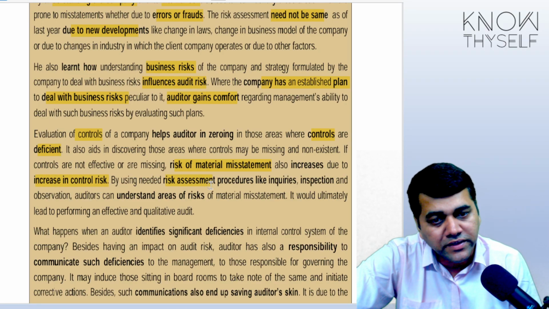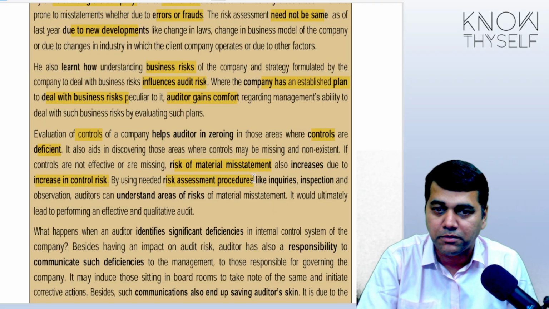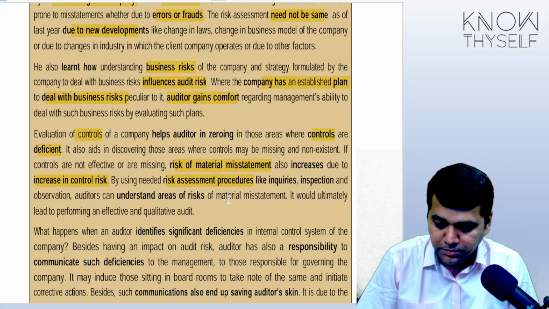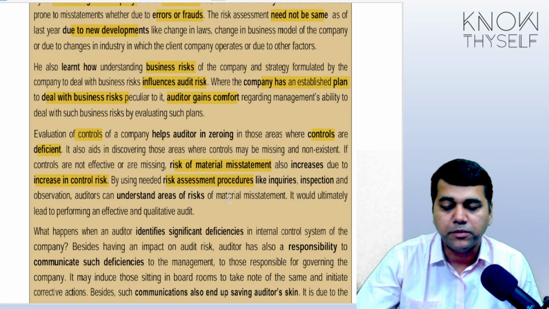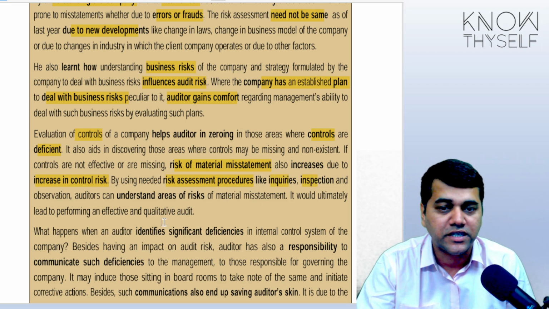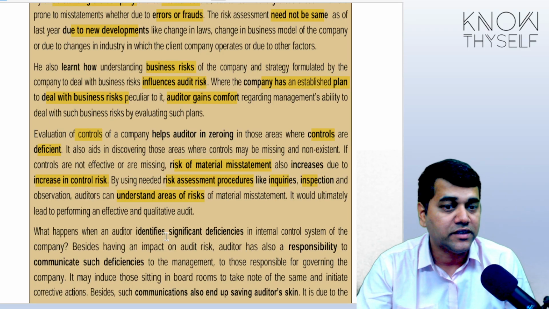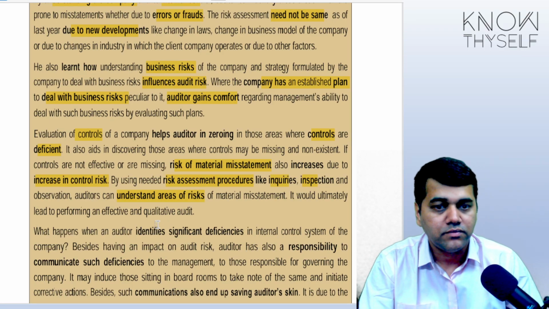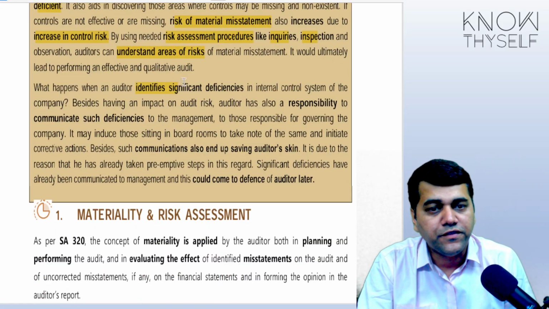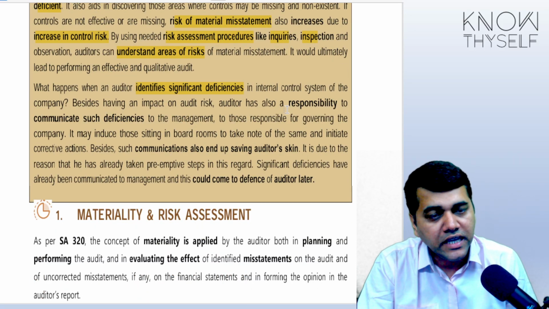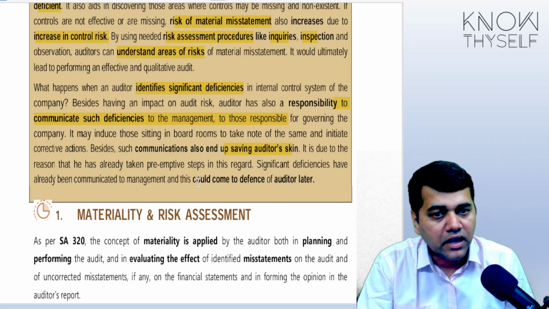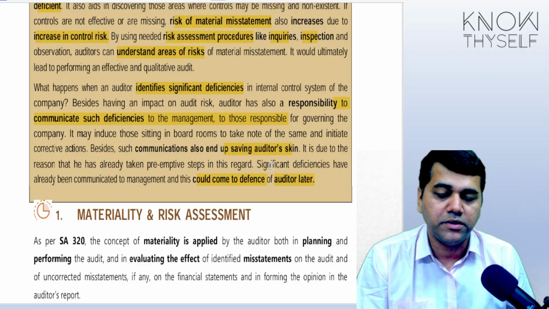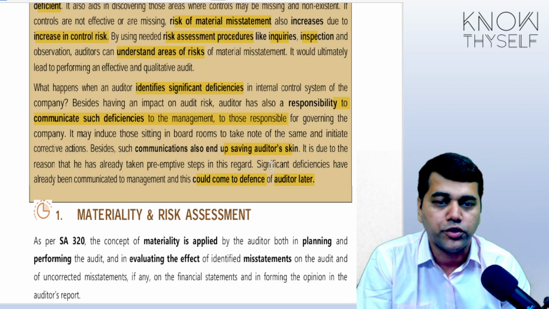So you are going to perform risk assessment procedures. See students, we discussed in the earlier session also: risk assessment process, risk assessment procedure. Who is doing the risk assessment procedure? The auditor, through inquiry, inspection, etc., which helps to identify the risk so that it can be assessed. Now significant deficiencies can be found out, and he has a responsibility to communicate such deficiency to the TCWG. It helps to save the auditor's skin and could come as a defense to the auditor later. That means whenever you come across a significant risk, you may have to communicate.